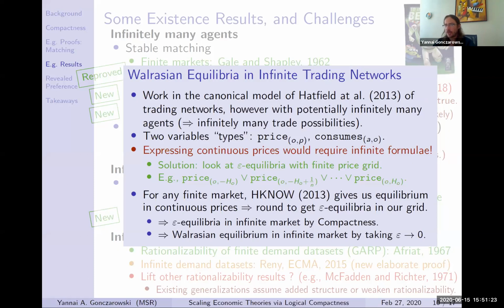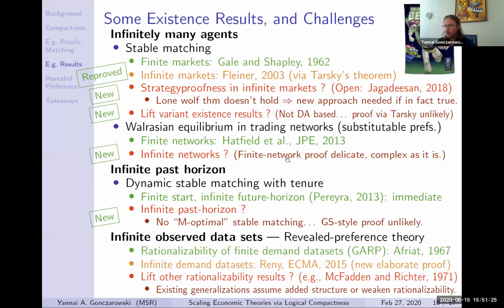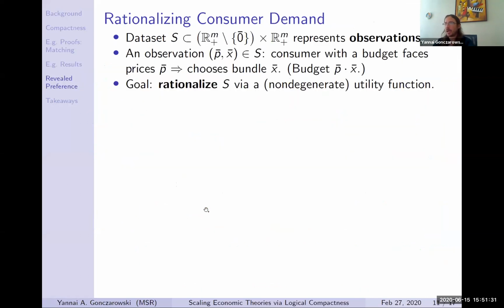Sorry if I'm going through this a bit fast. I wanted to leave time for revealed preference theory, which is something we're really, really excited about.